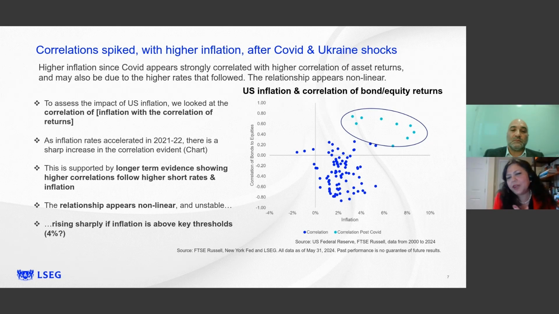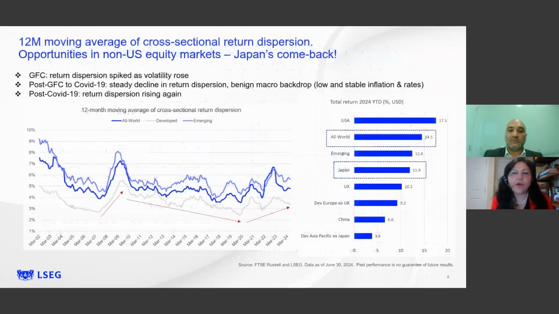And this relationship doesn't seem to be linear. There seems to be some kind of a break point at around 4 percentage points of inflation. Less than that, stock-bond correlations are low, and you get the diversification benefits. With inflation higher than around 4 percentage points, stock-bond correlations are much higher, and you don't get much of the diversification benefit.